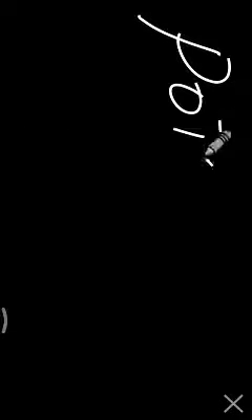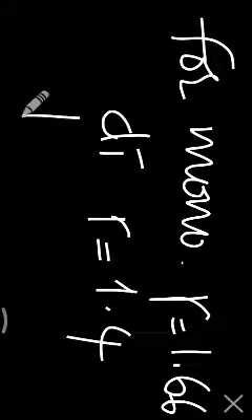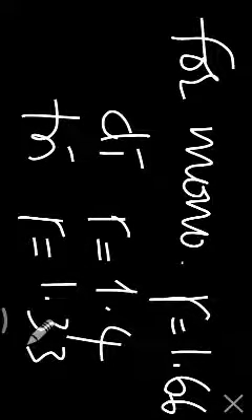The Poisson's ratio is given by gamma. Gamma is equal to Cp by Cv. For monoatomic gases, means like noble gases, Poisson's ratio is 1.66. For diatomic gases, gamma is equal to 1.4. And for triatomic gases, gamma is equal to 1.33. Monoatomic, diatomic like O2, N2, Cl2, triatomic means like SO2, NO2 type of gases.